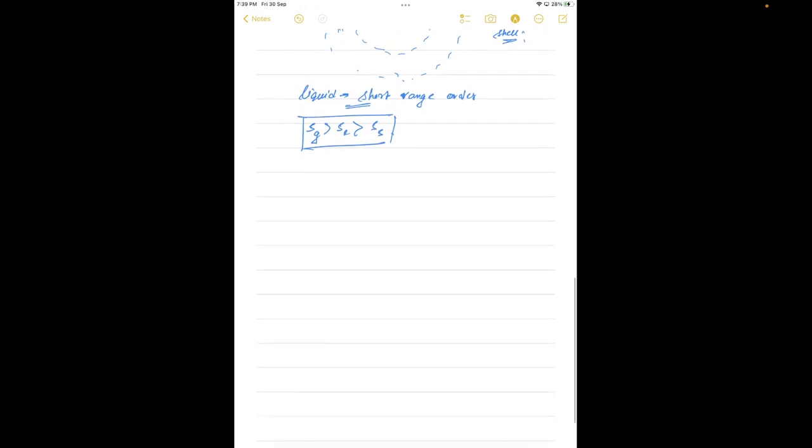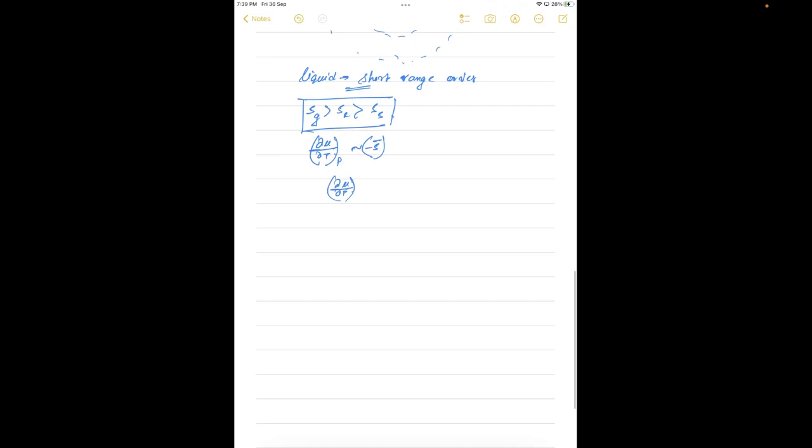Now we have seen that del mu del T at constant P, that means the slope of the mu versus T plot, is minus S bar, that means the negative of the entropy value. So del mu del T will be highest for the solid case, then the liquid, then gas, because it is the negative of the entropy.